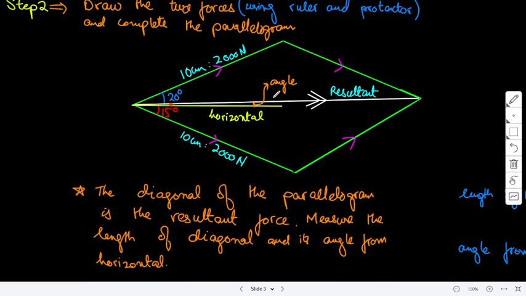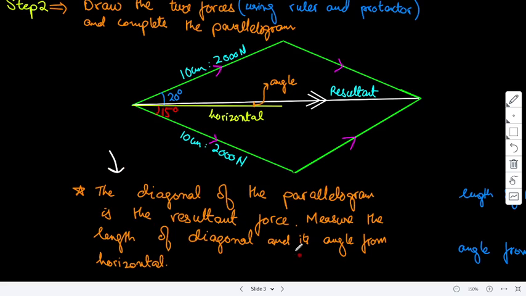This diagonal is drawn in yellow. It is called the resultant. Resultant is basically the result effect of the two vectors. It is also called net force, or resultant. It is basically the result of the two forces, or the result of the two vectors. So the diagonal of the parallelogram is the resultant force.